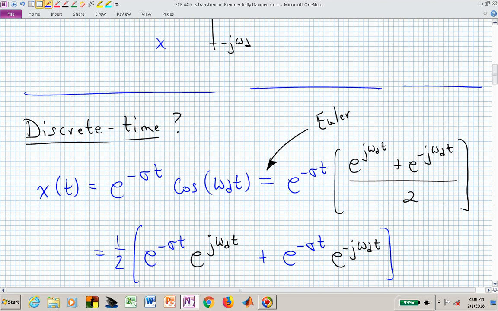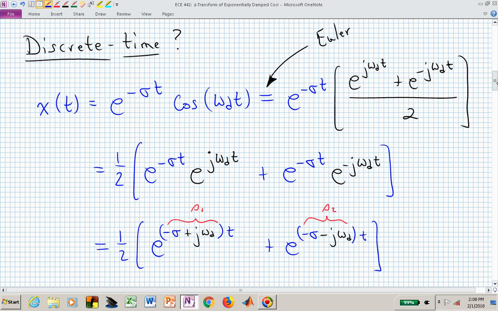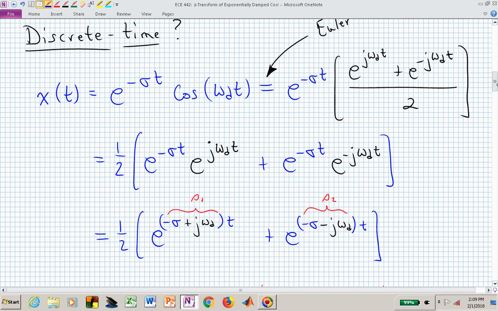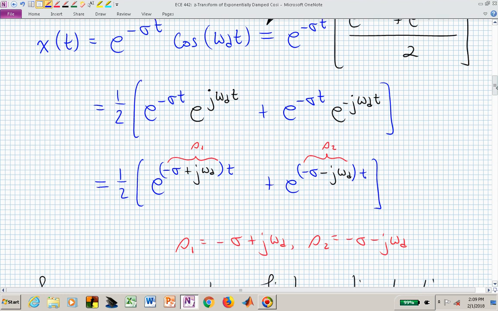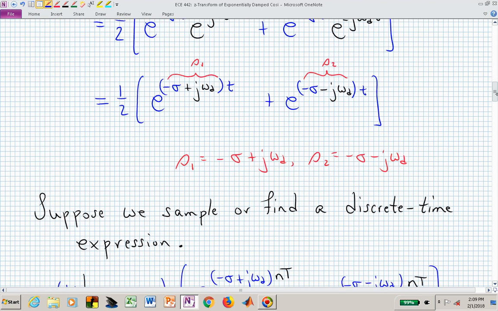Let's now distribute that e to the minus sigma t through both terms and combine the exponents, and now we see where each of these two complex conjugate poles are in this exponential way of writing the x of t expression in the continuous time setting. So there are our pole locations. They're at minus sigma plus and minus j omega sub d. Those are in the exponents of this exponentially damped waveform.